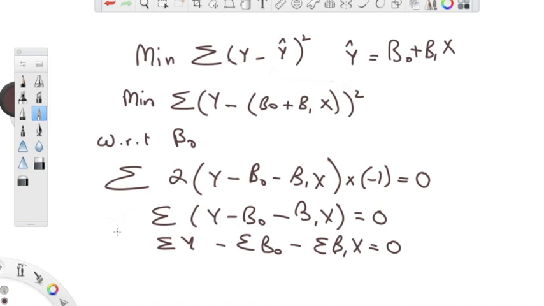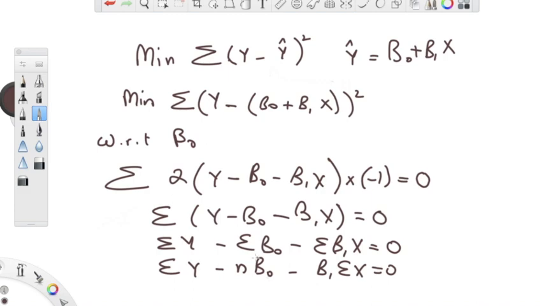And recall in our previous session when we were talking about summation rules, we said that if there is some term in which there is a constant, you can write it as n times beta naught, and you can always take the constant out of the summation sign as well. So you can convert it into beta 1 sum of x is equal to 0.